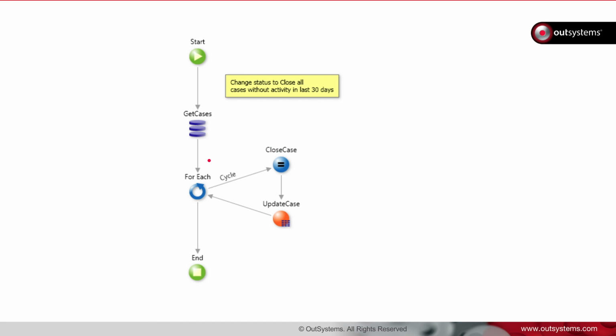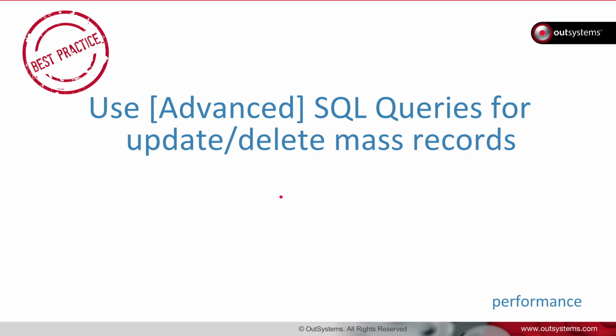You use an aggregate to find which are the records you want to update. You iterate each one, changing the things you want to change. You use the built-in action update, and you repeat the process. So multiple update SQL statements are being sent to the server rather than a single advanced SQL query. And that is the best practice. Use SQL queries for update, delete, max records.